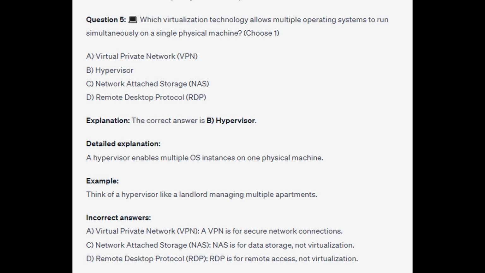And the correct answer is B, hypervisor. A hypervisor enables multiple operating system instances on one physical machine. Think of a hypervisor like a landlord managing multiple apartments.